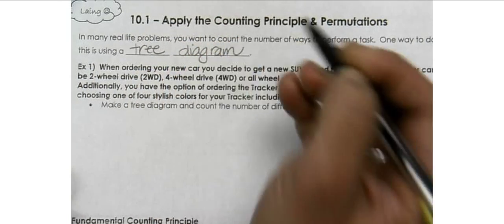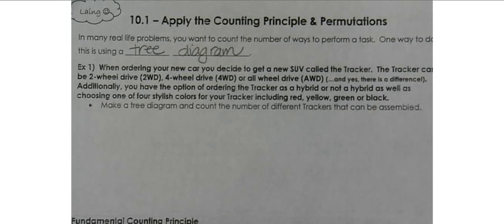So let's pretend that you are getting a new car, and you can buy me one. But when you're ordering your new car, you decide to get a new SUV called the Tracker. The Tracker can be two-wheel drive, four-wheel drive, or all-wheel drive. And yes, there is a difference. Additionally, you have the option of ordering the Tracker as a hybrid or not a hybrid, as well as choosing one of 4 stylish colors for your Tracker, including red, yellow, green, or black. Let's make a tree diagram and count the number of different Trackers that can be assembled.